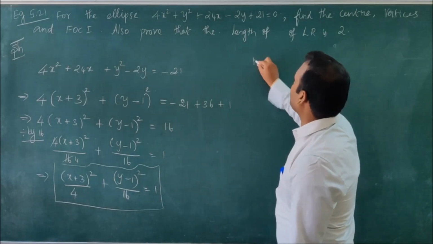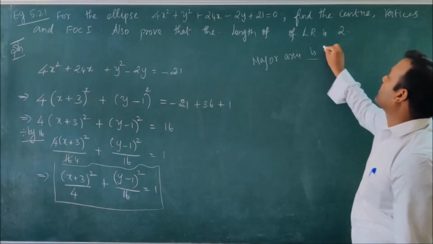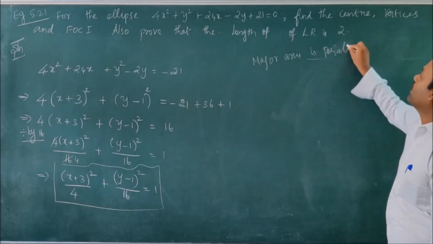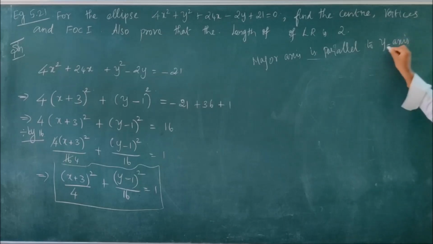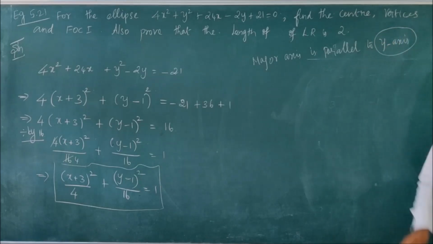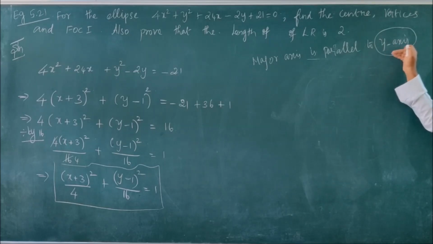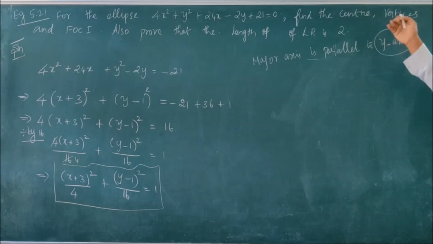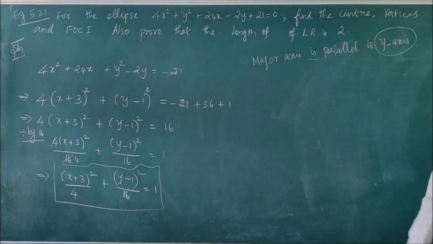Okay, so now I am going to choose the major axis. So the major axis is parallel to the y axis. So depending upon this y axis only we are going to write the formulas. So type 2, here you are having the ellipse of type 2, you are having the formula for type 2, center, vertices and foci. After writing the formula you can solve the problem.